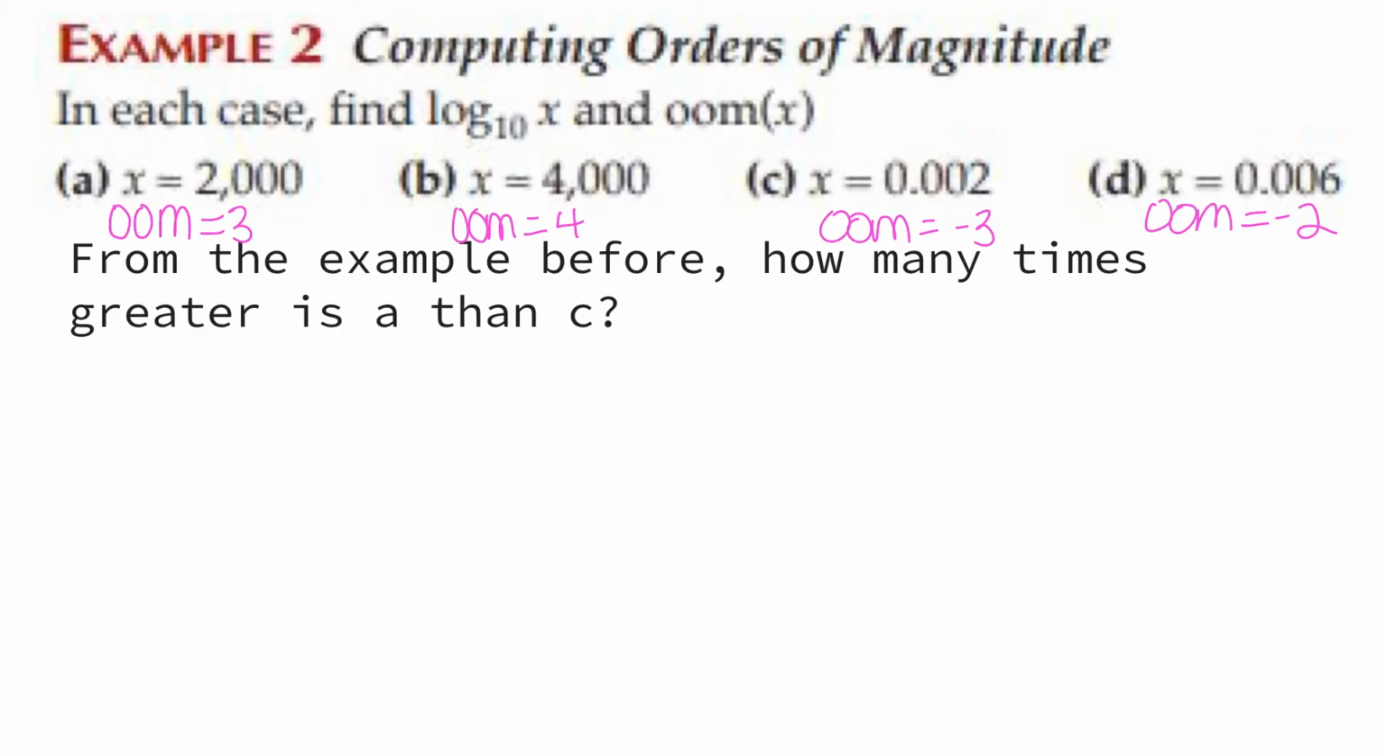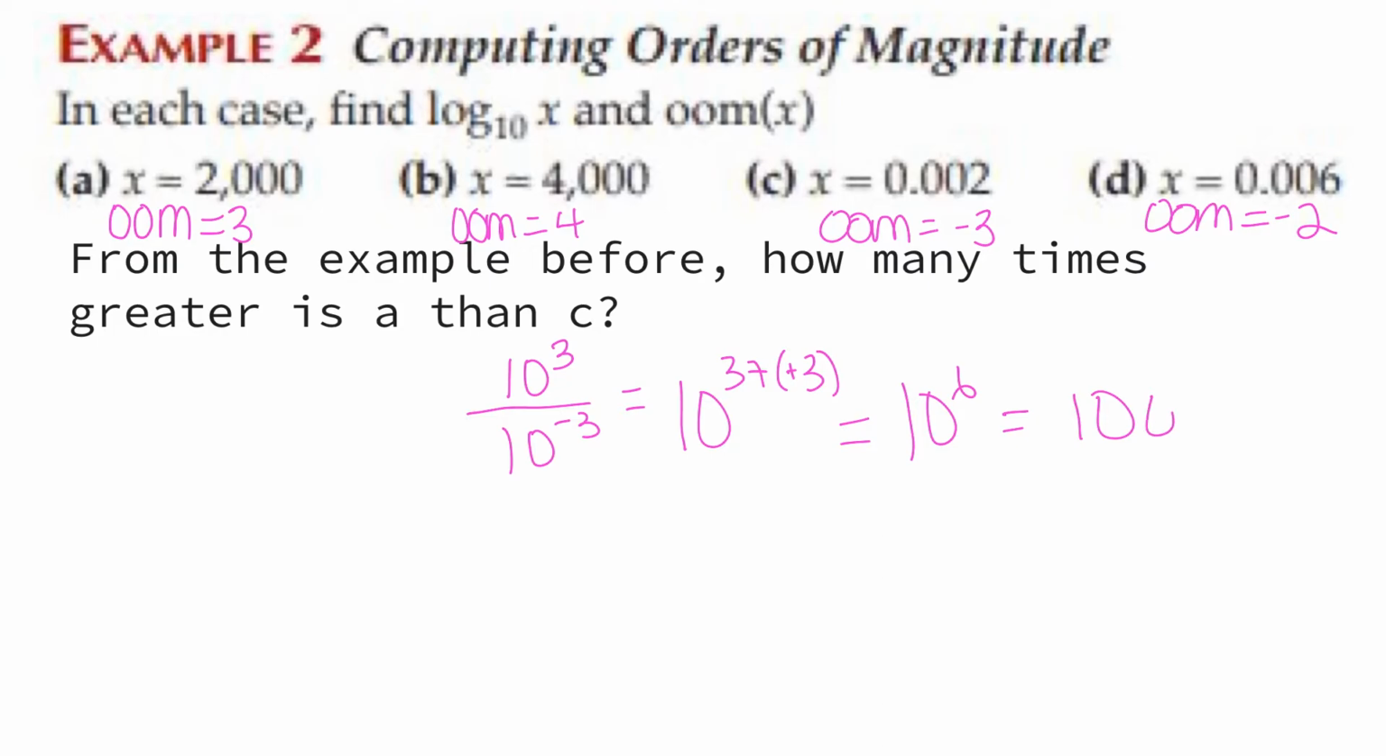So now if I ask you the question, how many times greater is A than C, then what you would do is take that 10 to the 3 power and divide it by 10 to the -3 power. And again, we would have to subtract those, so that would be 10 to the 3 minus a -3, which turns into a plus, and so it's 10 to the 6th greater. So it would be 1,000,000 times greater.